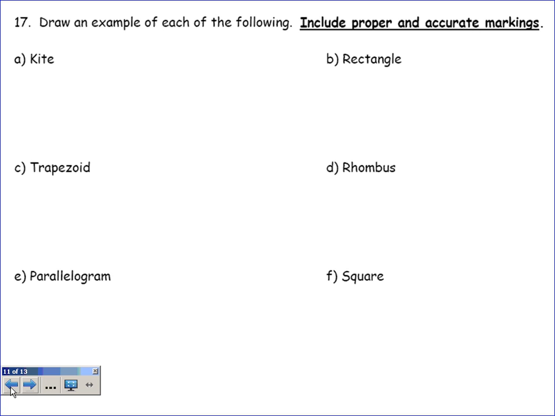Okay. Draw an example of each of the following. Here's the key part here. Include proper and accurate markings. So remember all that stuff we talked about last week? It all needs to be on there.